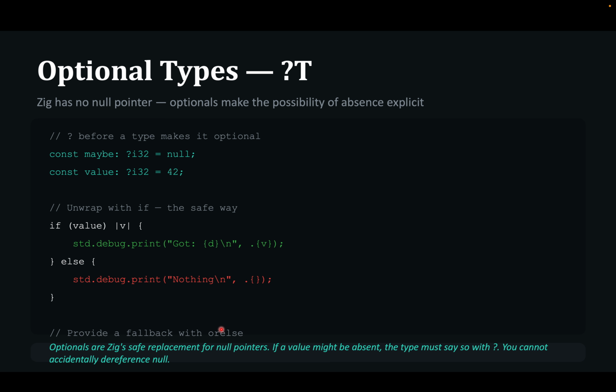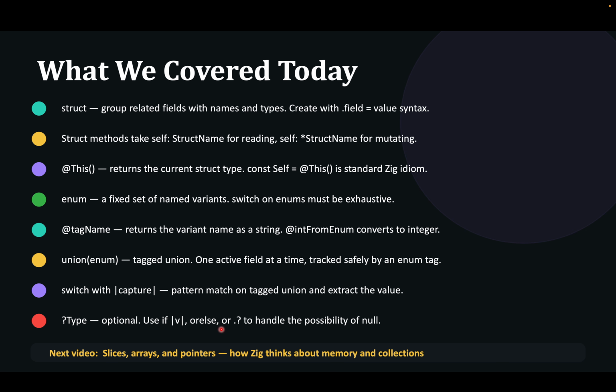Yeah, this is it for today's slides. What we have covered in video 5 is structs, which wrap related fields together. We have enums, a fixed set of named variants. We saw union with an enum, which is a tagged union: one active field at a time, tracked separately by automatically generating an enum. Use a switch with capture for pattern matching and extracting the value. Tagged unions can have methods, which makes them Zig's way of doing type-based dispatch without inheritance.